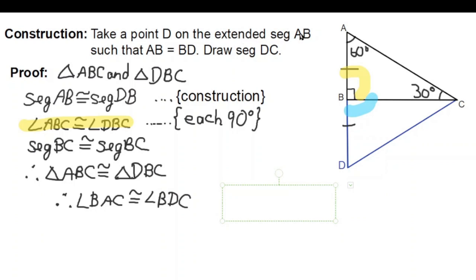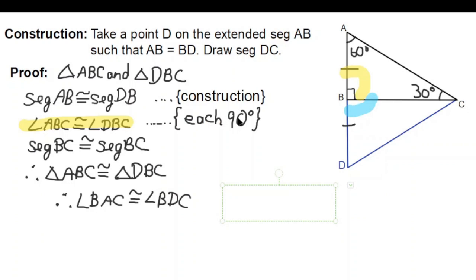Segment AB is extended. On AB only we have extended the segment and we have taken the point D. So this AD is a straight line. See, angle ABC is 90 degrees. That means segment BC is perpendicular to segment AD. Then angle DBC is also 90 degrees, right?